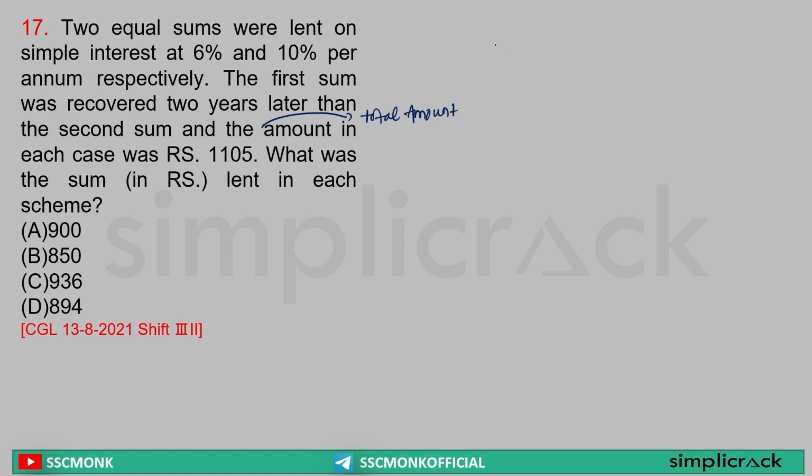That means, for example, if I say P is the principal in both cases, in the first case it was invested at 6% on P, and in the second case it is P plus 10% of P at the time period T. Here it will be 2 years more than this, and both are equal to 1105. Now P will be crossed out in both cases because these are equal. Yes or no? Yes. Now 2 3s are 6, 2 5s are 10.